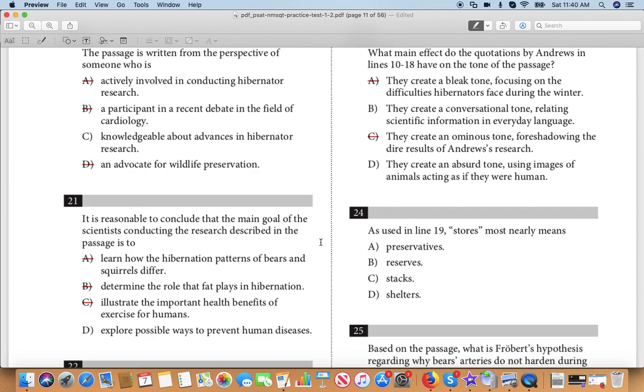Try D. They create an absurd tone using images of animals acting as if they were human. Do those quotations create an absurd tone using images of animals acting as if they're human? A lot of kids pick D. Why do you think so many kids pick D for this one?